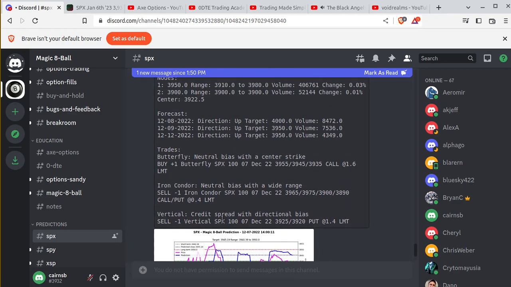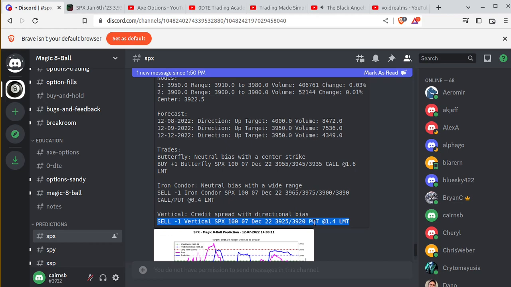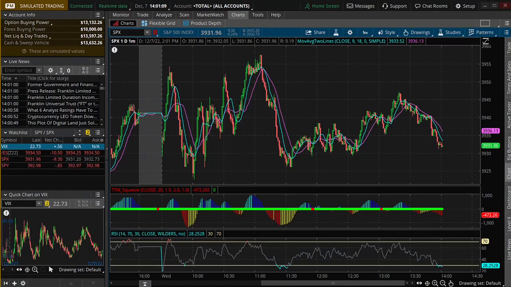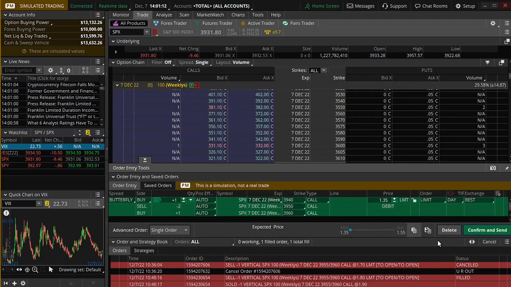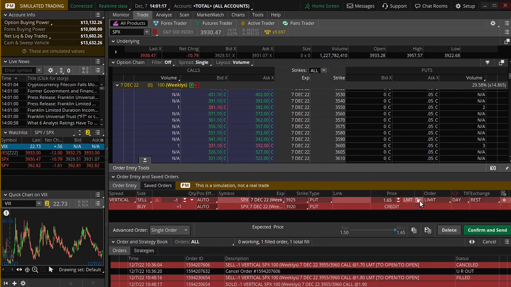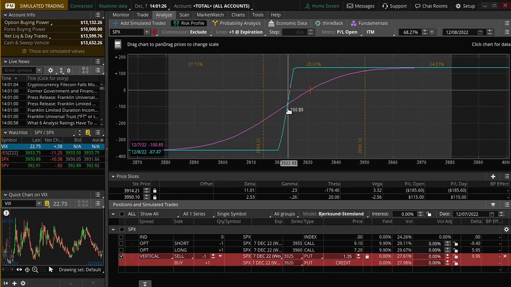So let's go ahead and look at our vertical here. Vertical is a credit spread with directional bias. We're just going to copy this. First thing you want to do is make sure you're in the right direction. Put. Remember, we're selling, so it's the opposite. So put means we're going up. And we can correlate that with this chart. We want it to go up. Let's go into our trade. Let's delete this. And let's pop this in. We're going to paste it. Unlock it to get the current price. It is 1.45. And instead of confirm and send, never do that. Always analyze it to make sure it's what you want. Sure enough, we believe this is going to go up. So what we would do at this point is we would just confirm and send.